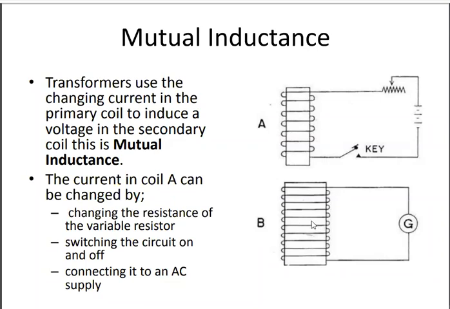Now, as induced current flows in this coil, an induced magnetic field will be there in this coil. So magnetic field lines from this coil will enter into this coil. So coil A induces current in coil B, and in turn coil B also induces current in coil A. This is called mutual induction.